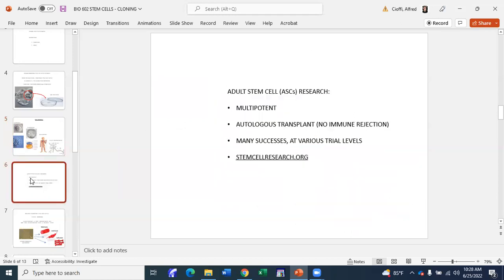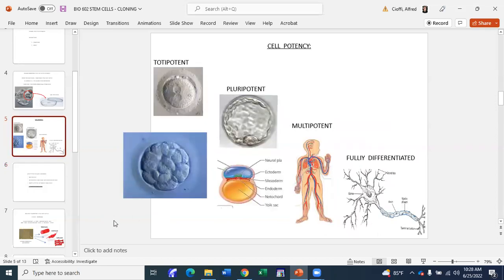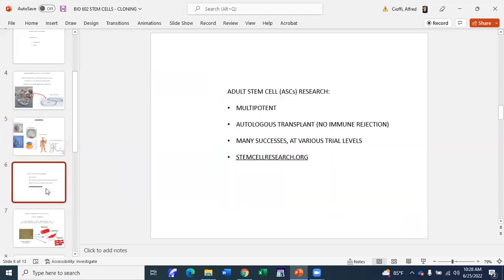Then let me see what I have here. Any questions there before I transition into adult stem cells? I've said already quite a bit about it, but I need to say more. Okay, well, let's go into adult stem cells then.